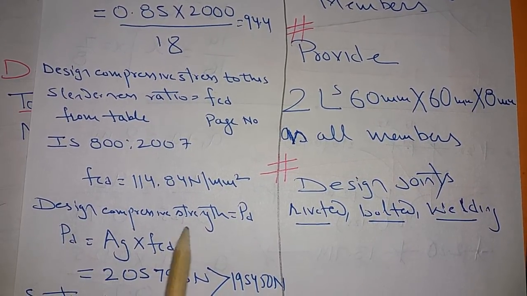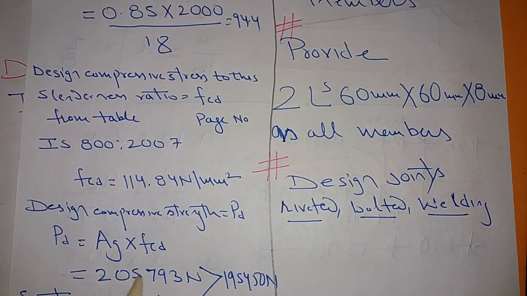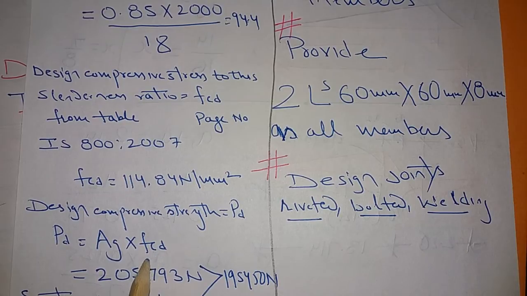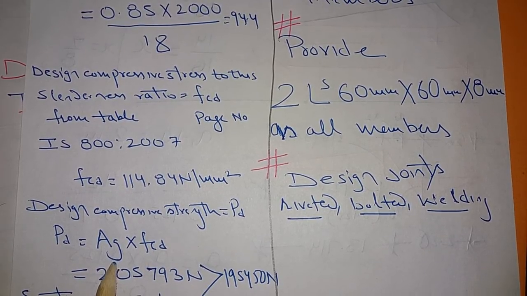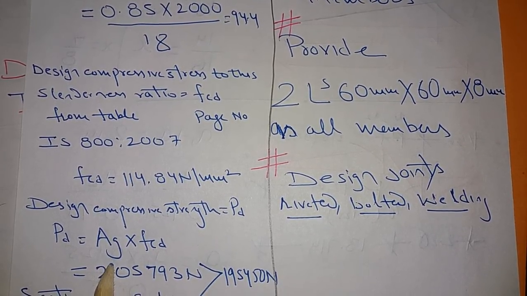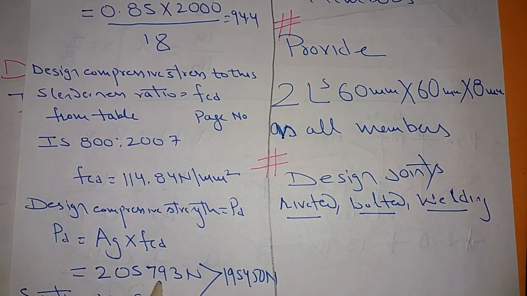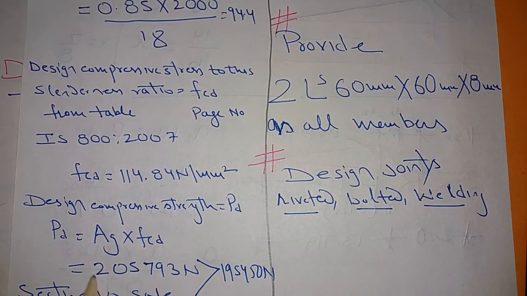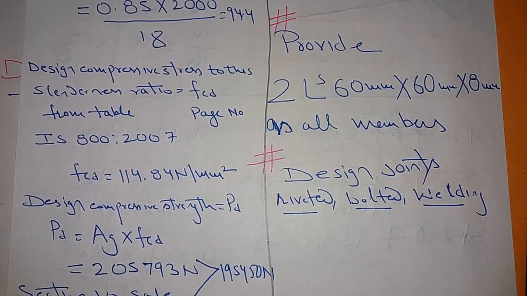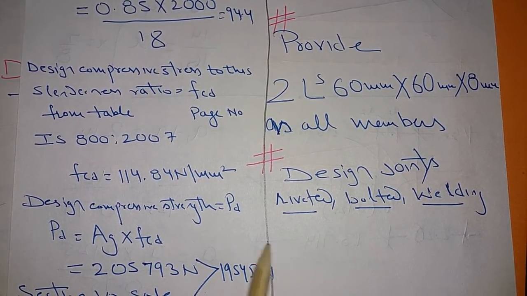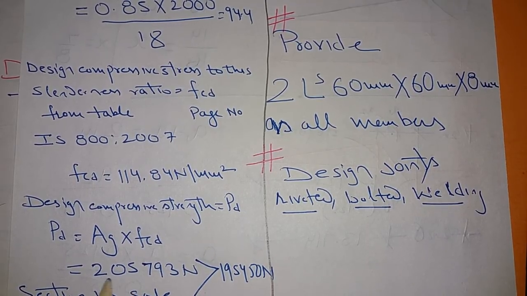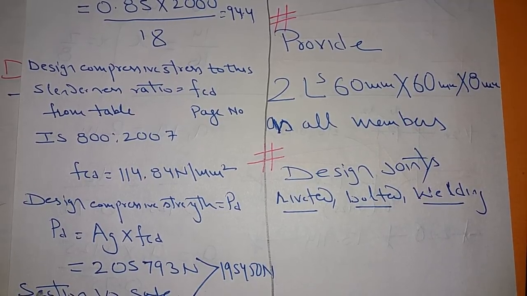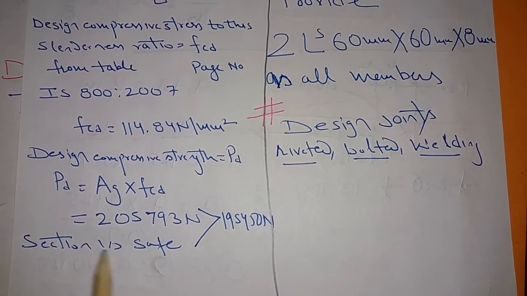Now, design compressive strength will be, as we know, the load is area into stress. Stress we calculated, gross area we have from steel table, so it is 205793 Newton. This is the capacity of your proposed section, and the load coming on that particular one is 195450 Newton. So the capacity is more than the load, so the section is safe, right?